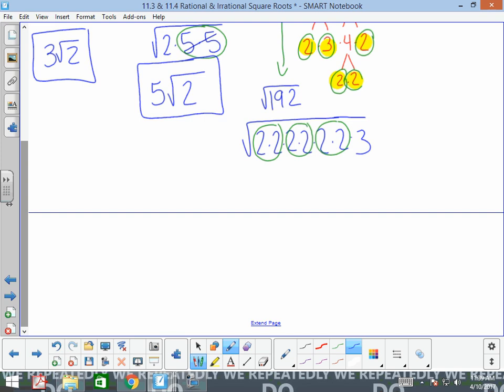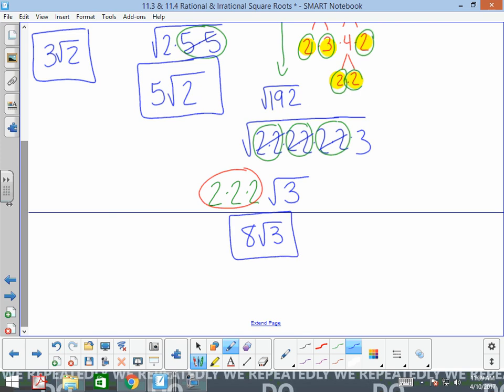So the square root of 2 times 2 is 2. The square root of this 2 times 2 is 2. And the square root of this 2 times 2 is 2. Now 3 doesn't have a square root, so it has to stay in. So I have a 2 times 2 times 2 on the outside of the radical, and that is 8. So the square root of 192 simplifies to a radical form of 8 square root of 3.